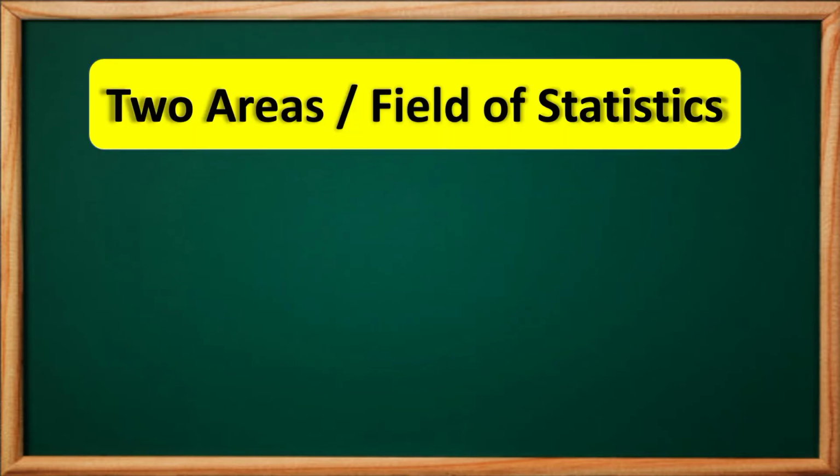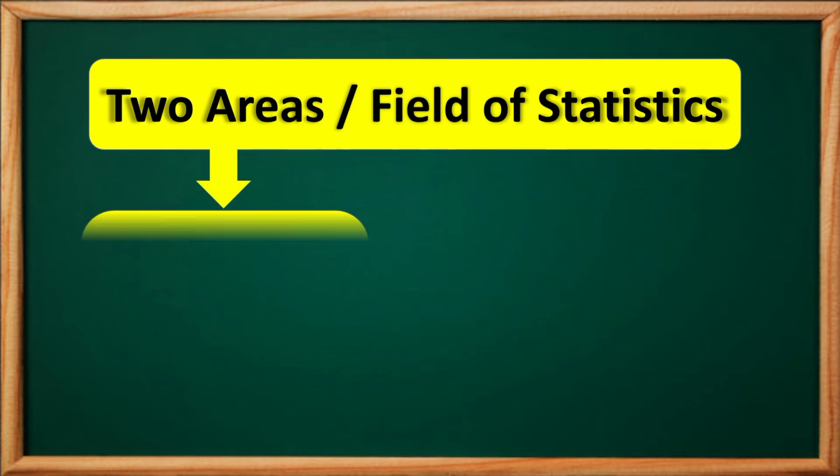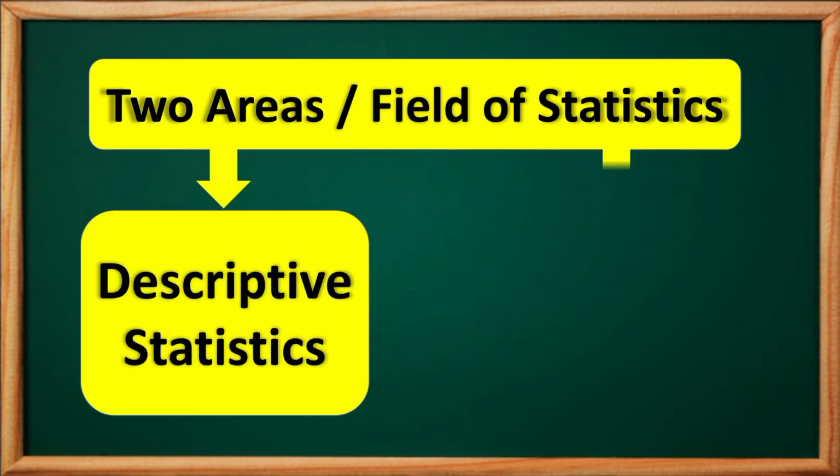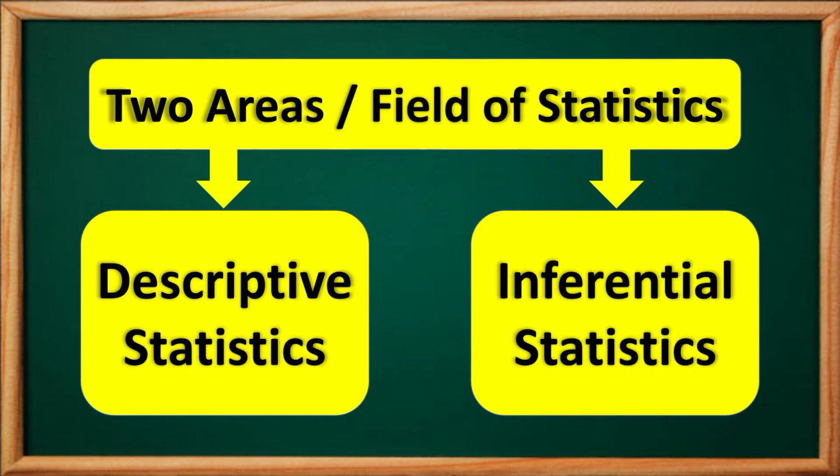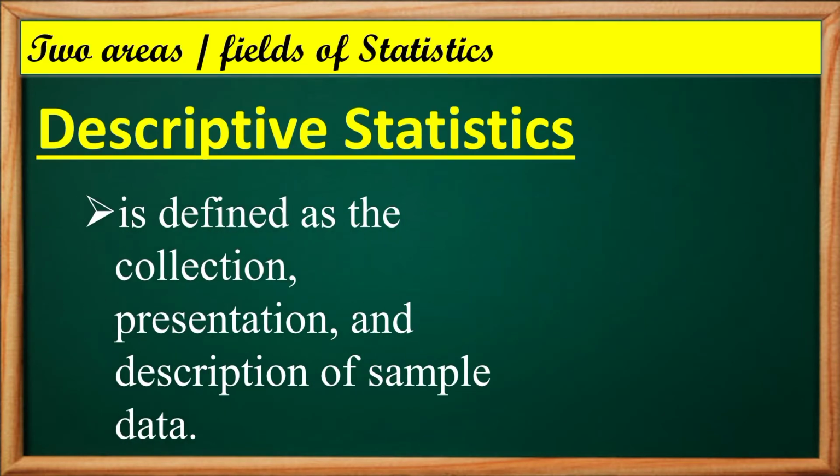Now, there are two areas of statistics or field of statistics. The first one is descriptive statistics and the second one is the inferential statistics. Yan ang field or area of statistics. Now, descriptive statistics is defined as the collection, presentation, and description of sample data. Okay, you collect, you present, and more on like that. That is the descriptive statistics.